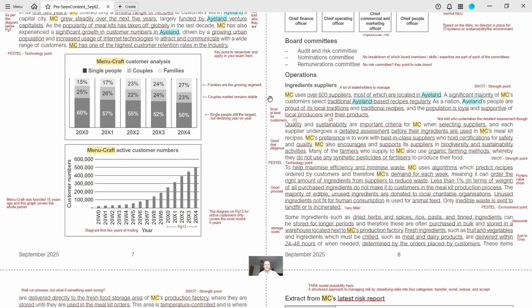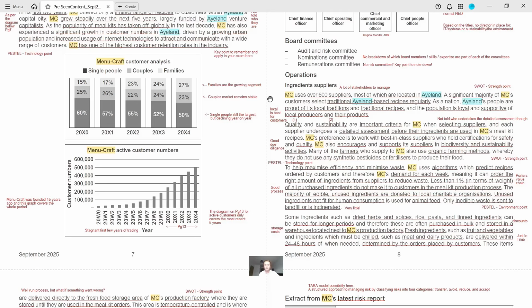We're next told that to help maximise efficiency and minimise waste, MenuCraft uses algorithms which predict recipes ordered by customers and therefore demand for each week, meaning that they can order the right amount of ingredients and supplies to reduce the waste. Obviously, they're not going to get it completely perfect, but they've got it down here that less than 1% in terms of weight of all goods purchased ingredients do not make it to the customers in the meal kit process. Therefore, the majority of edible unused ingredients are donated to local charitable organisations.